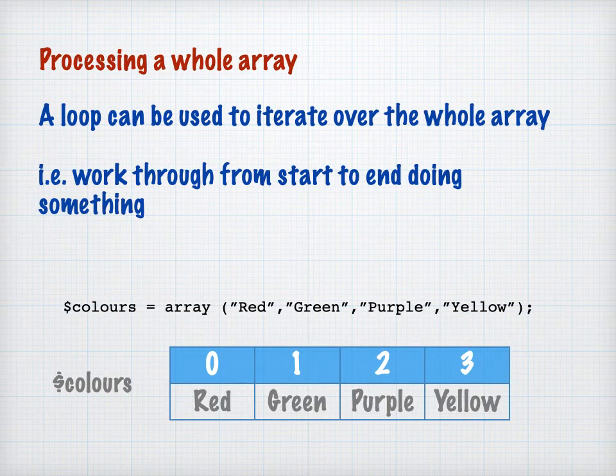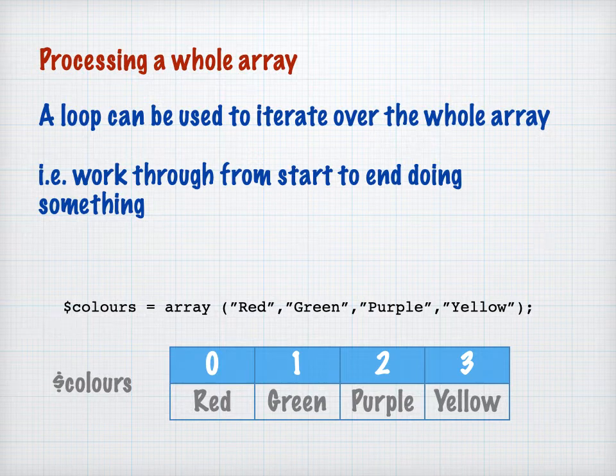So a loop is a sort of standard way of doing something over and over again, and when it's combined with an array, that's a really powerful operation, because we could start from the front of the array and we could just work our way through from beginning to end, doing something on each successive value in the array.